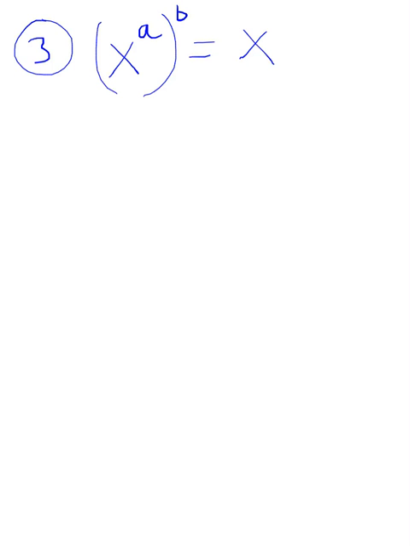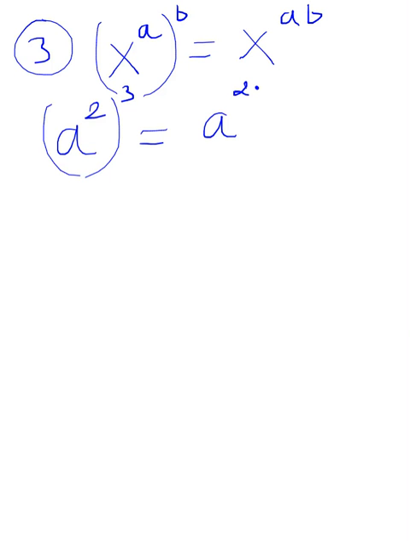Let me get another rule actually. Let's do rule number 3, which is power to power. So for example, we have x to the a, parentheses, to the b, right? So that would be equal to x to the ab, right? For example, if you have a squared, to the third, parentheses to the third, it's going to be 2 times 3, which is a to the 6.